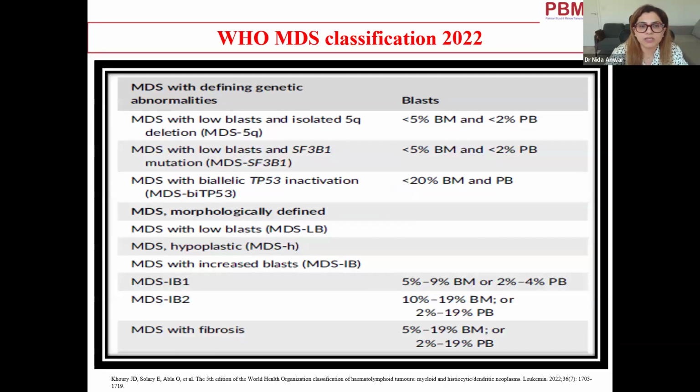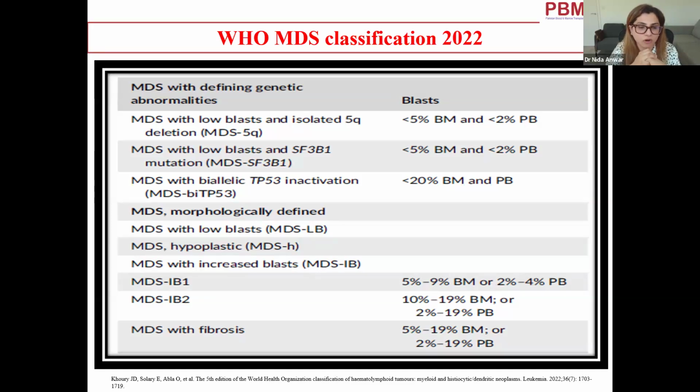The current 2022 WHO classification of MDS stratifies MDS into MDS-5q, that is MDS with low blasts and isolated 5q deletion, which includes less than 5% bone marrow and less than 2% peripheral blood blasts. MDS-SF3B1, which is basically MDS with low blasts and SF3B1 mutation, having less than 5% bone marrow and less than 2% peripheral blood blasts. MDS with biallelic TP53 inactivation, carrying less than 20% bone marrow and peripheral blood blasts.